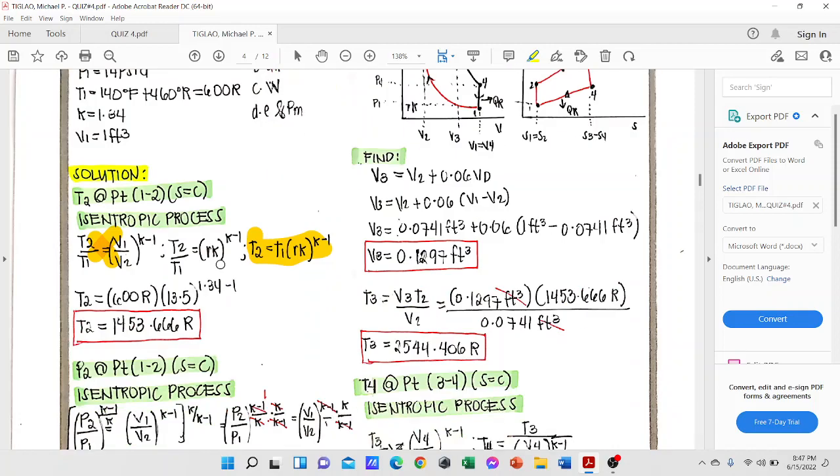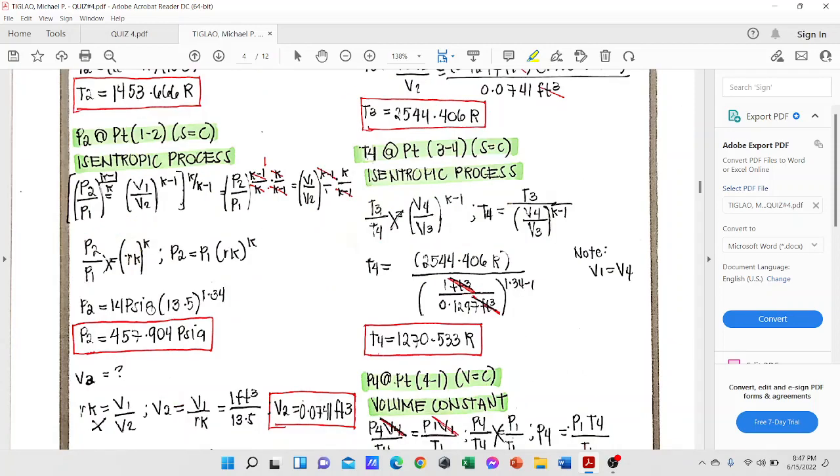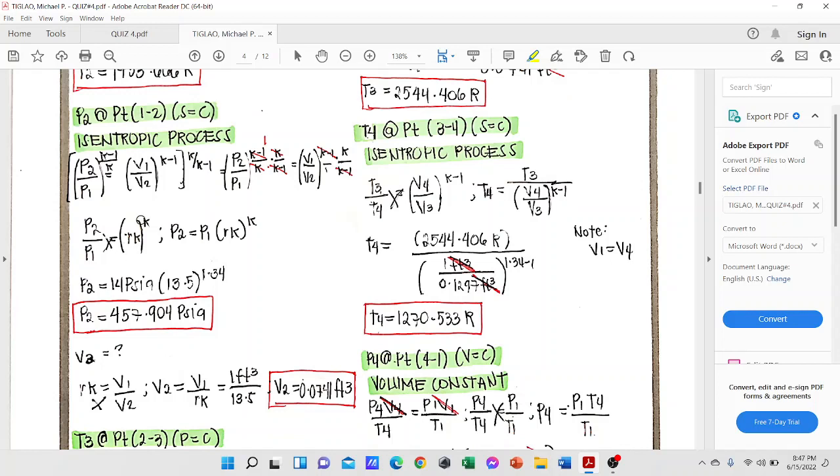Let's get pressure 2 next. For pressure 2, it is the same process 1 to 2, the isentropic process. The formula I used is again the isentropic relation: P2 over P1 raised to k minus 1 over k is equal to V1 over V2 raised to k minus 1. So, to get the final formula for P2, I raised both sides to k over k minus 1.